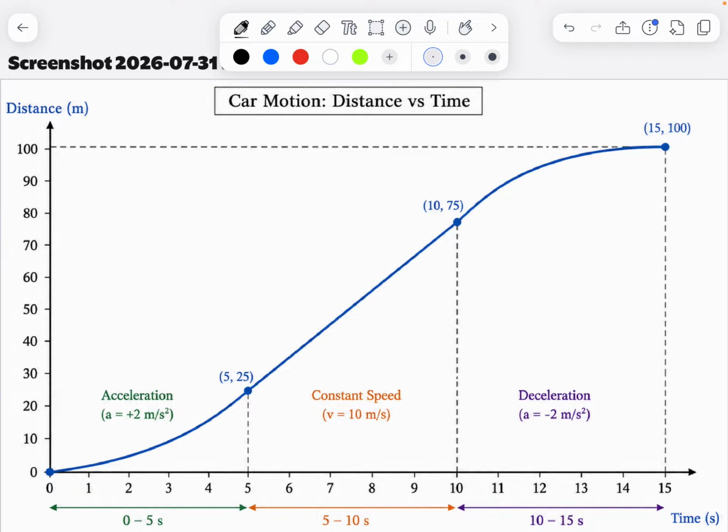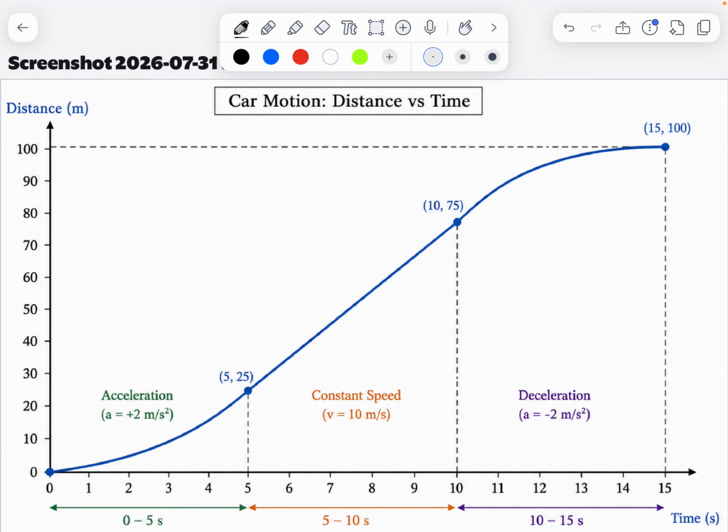Near the end, the graph begins to flatten out. The slope becomes smaller and smaller. This tells us the car is slowing down or decelerating until it finally stops at 100 meters. So, what does all of this have to do with derivatives? A derivative measures how quickly something is changing at a particular moment.